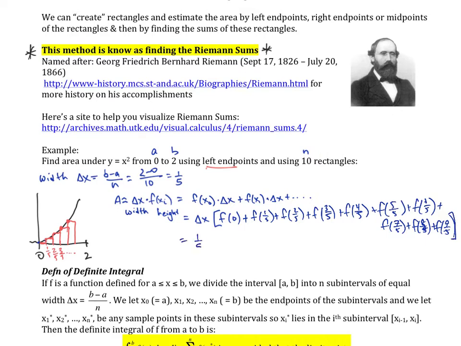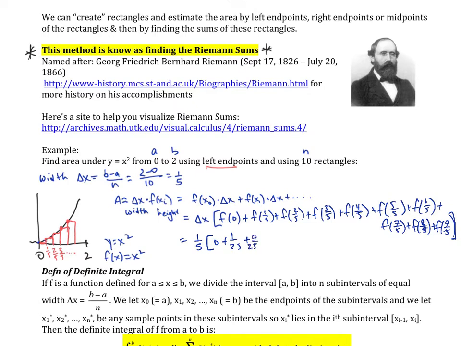My delta x is 1/5. Now, f of 0 is 0. f of 1/5 is 1 over 25. How am I getting these? Because I know y equals x squared, which is f of x equals x squared. I'm just putting in 0. Then I'm putting in 1/5. Then I'm going to put in 2/5. So this ends up being, the next one's going to be 4/5.